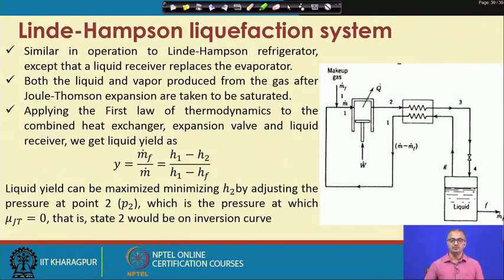Now we come to the Linde-Hampson liquefaction system, and as I told you, the basic method remains the same. Here again we are compressing the gas isothermally, and we are ejecting the heat to keep it isothermal. So point 1 and point 2 will have the same temperature, and then from point 2 to point 3 it is isobaric cooling, so there is no change in the pressure, but the temperature is brought down. Then we take it to the jet valve, and on the jet valve we get the two phases, the liquid phase and the vapor phase.